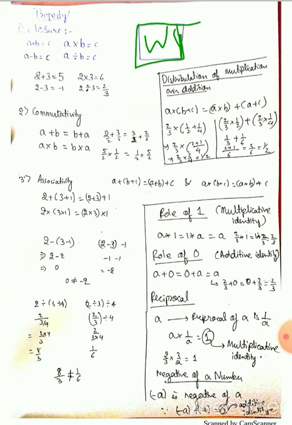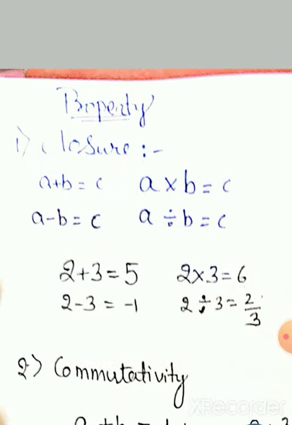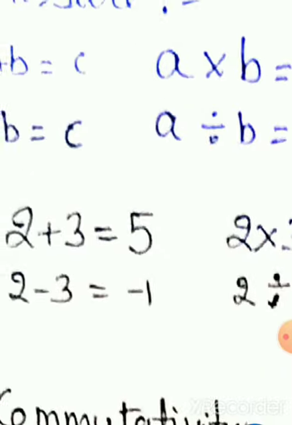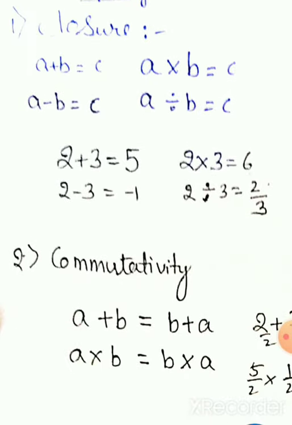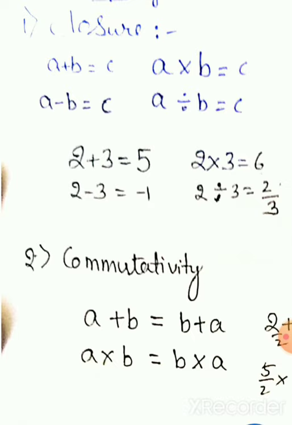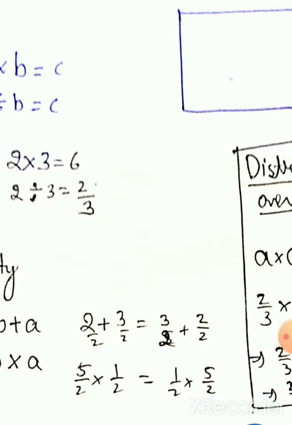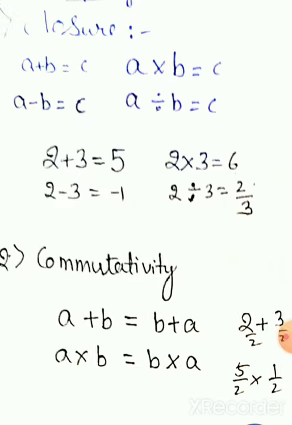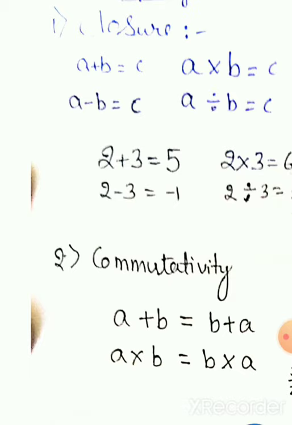So this says that closure property states that if suppose a and b are taken from this box which contains whole numbers, if a is a whole number, b is also a whole number, and we do addition between a and b, we get c. If c also is from this box, that means c is also a whole number, then the whole number is said to be closed under addition. Okay, are you getting it?